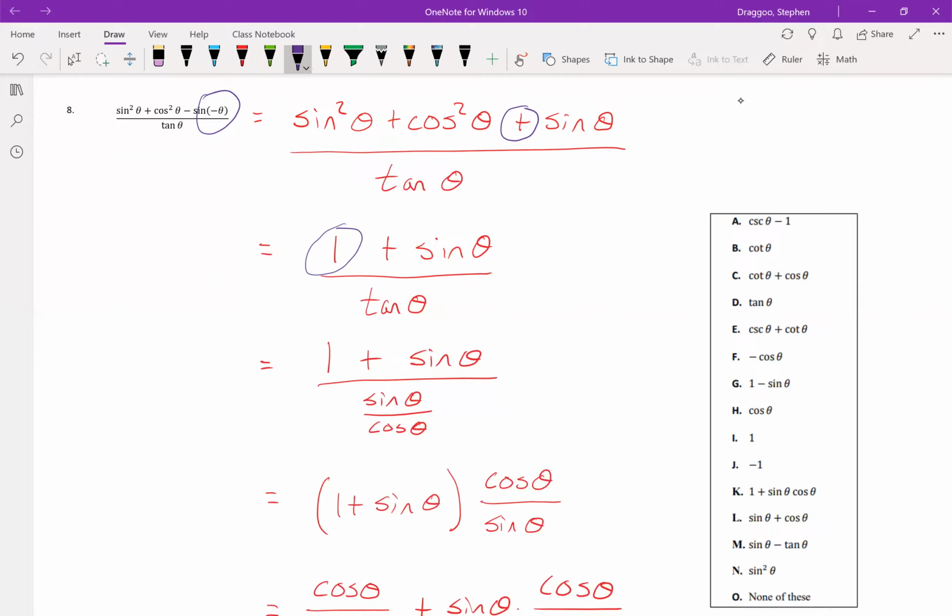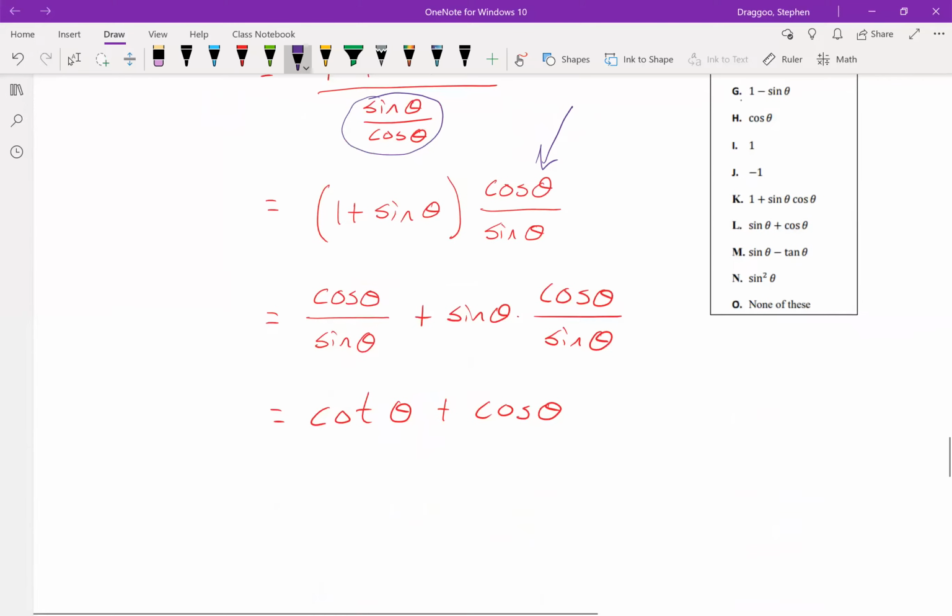In the next step, I decided to change everything to sines and cosines, which only really left tangent, which is sine over cosine. On to that fourth step, dividing by a fraction is the same as multiplying by its reciprocal. So dividing by sine over cosine is the same as multiplying by cosine over sine. Then I just need to distribute that fraction. So 1 times cosine over sine is cosine over sine, plus sine times cosine over sine.